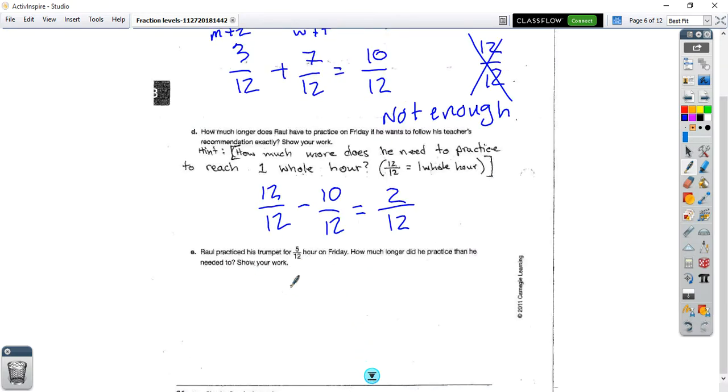Raul practiced his trumpet for 5/12 of an hour on Friday. How much longer did he practice than he needed? Well, he was supposed to practice 2/12, but he did 5/12, so I can just do 5/12 minus 2/12 is equal to 3/12 extra. And remember, each 12th is 5 minutes out of an hour, so that would be 15 minutes.